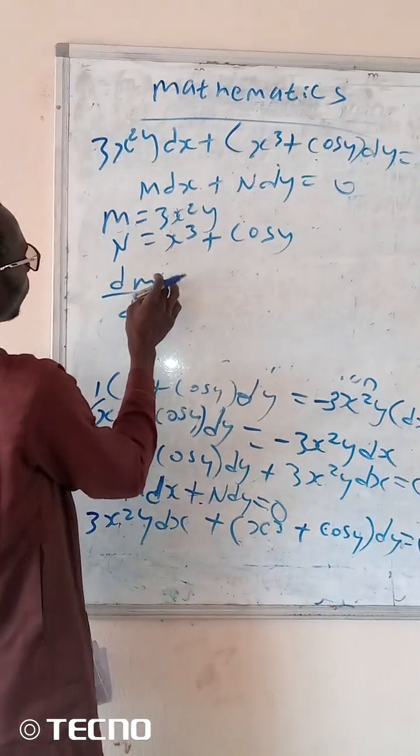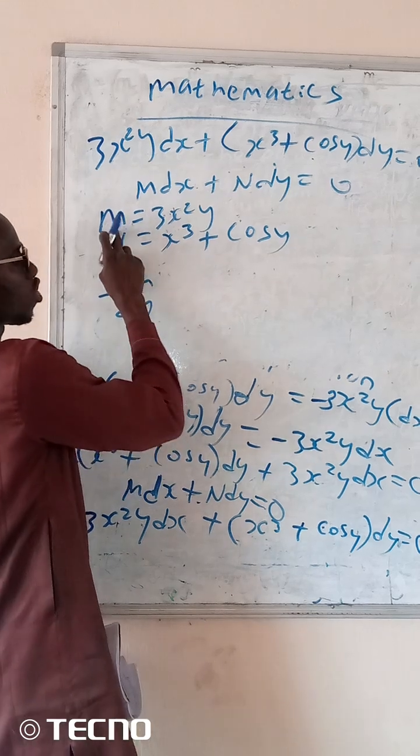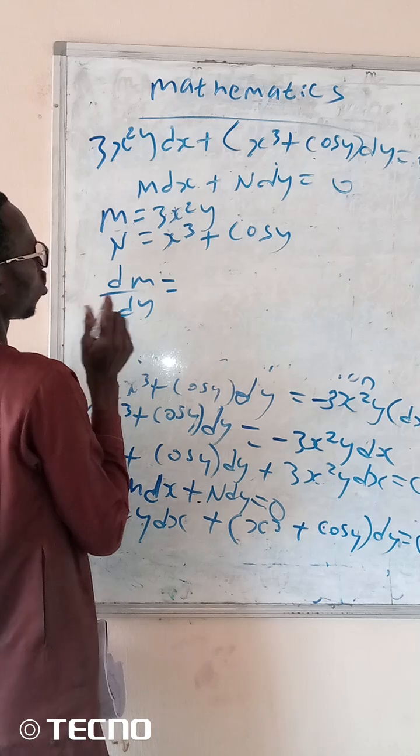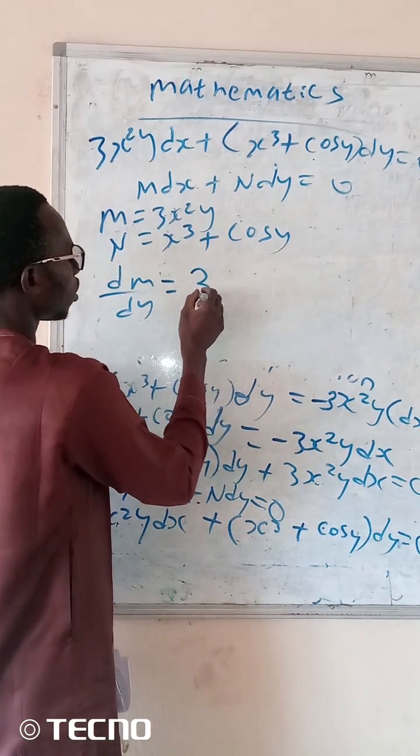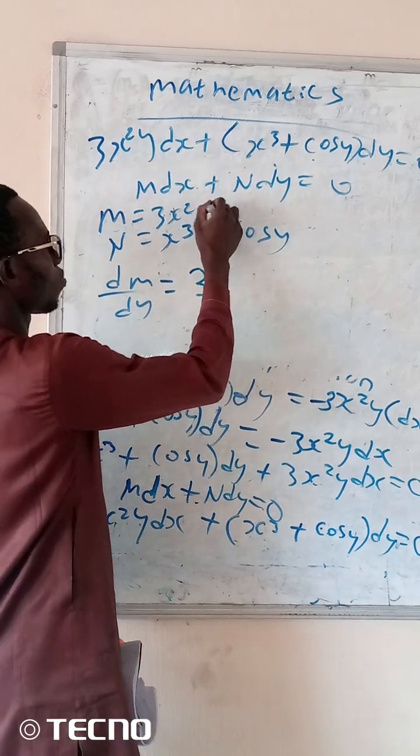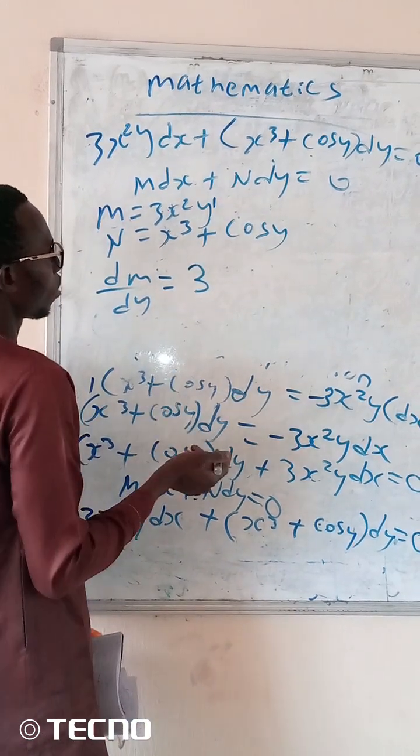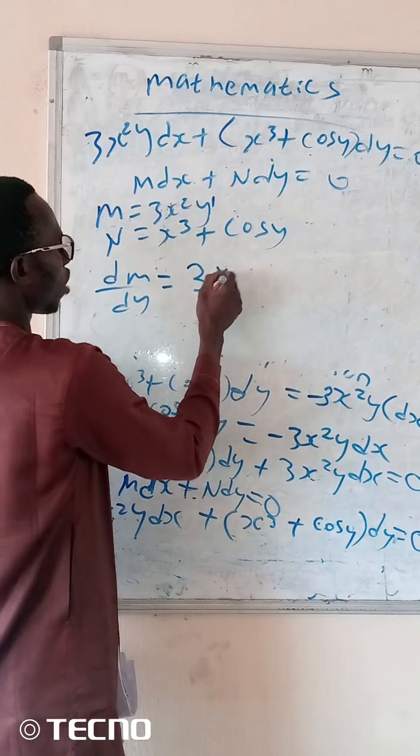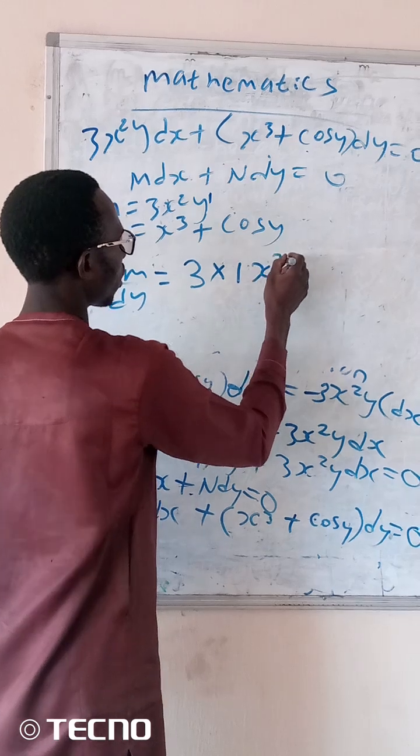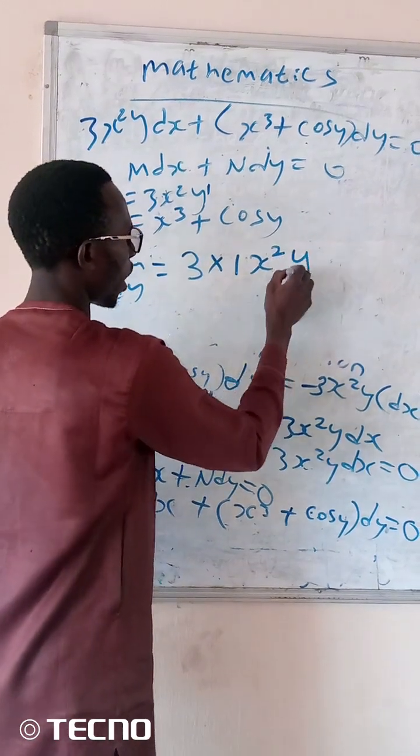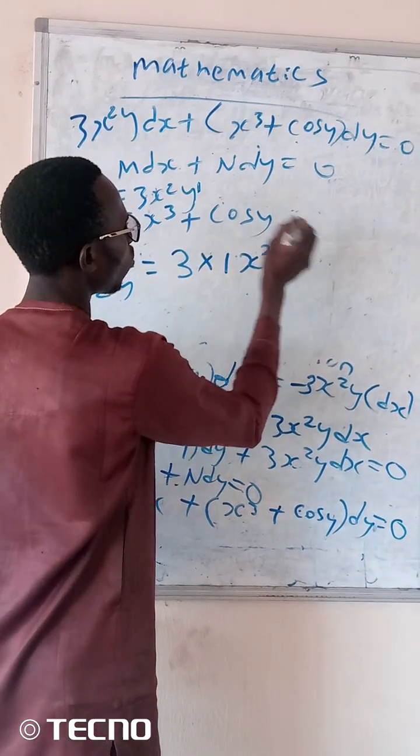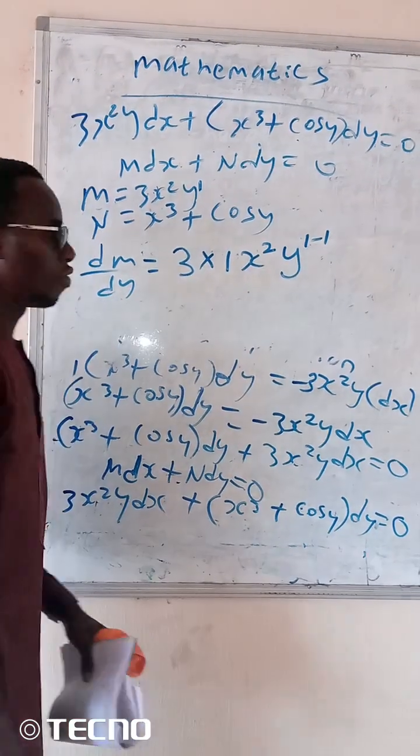So we have the ∂M/∂y, that is the differentiation of M with respect to y, right? So it's what now? We have 3x²y. Remember that this power is the same as y raised to power 1, right? So we have 3 multiplied by 1, x squared, y to the power 1 minus 1. Have you seen that now?